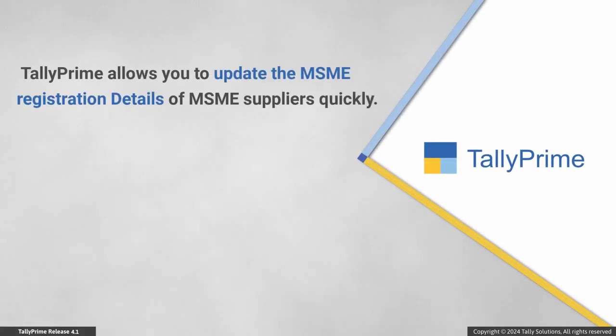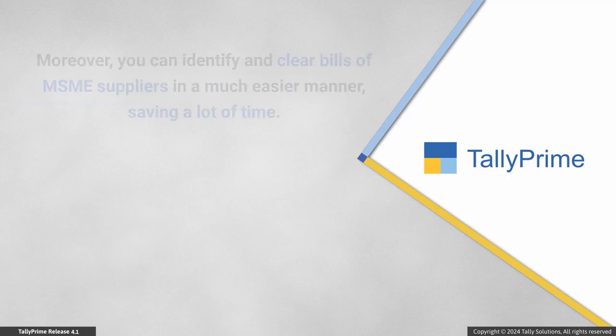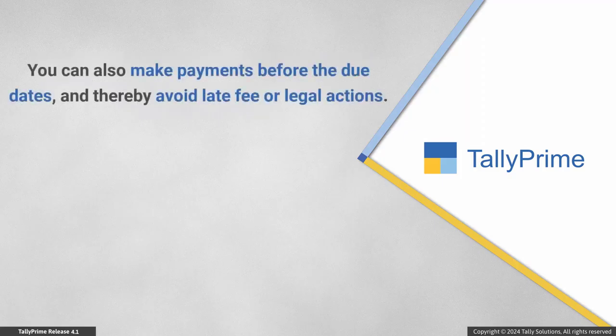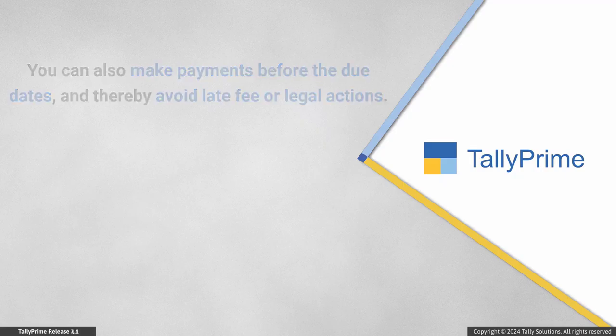As you can see, TallyPrime allows you to update the MSME registration details of MSME suppliers quickly. Moreover, you can identify and clear bills of MSME suppliers in a much easier manner, saving a lot of time. You can also make payments before the due dates and thereby avoid late fee or legal actions.